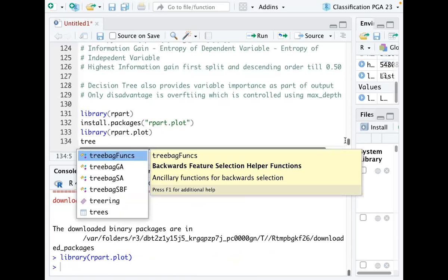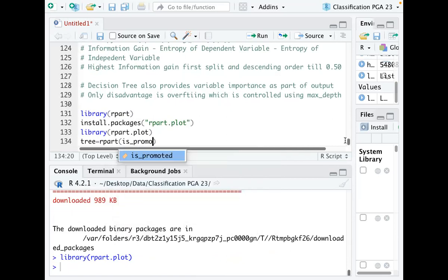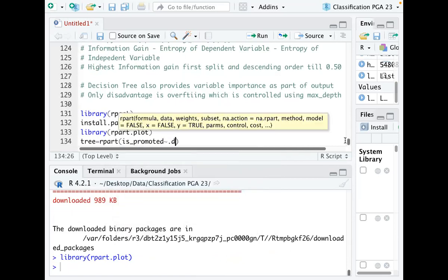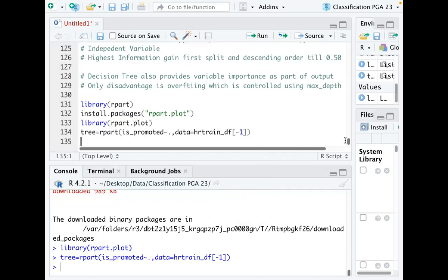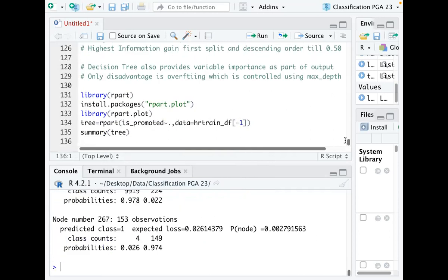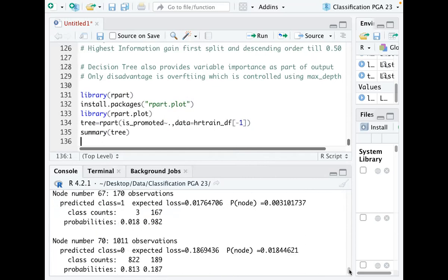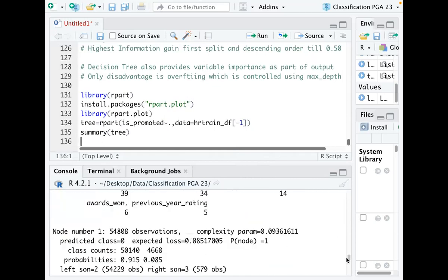Tree is equal to rpart, promoted tilde dot, comma, data is equal to HR train df square bracket minus 1. Summary tree. So it has built a very large tree with almost 267 nodes. Very large tree it has built in the back end.